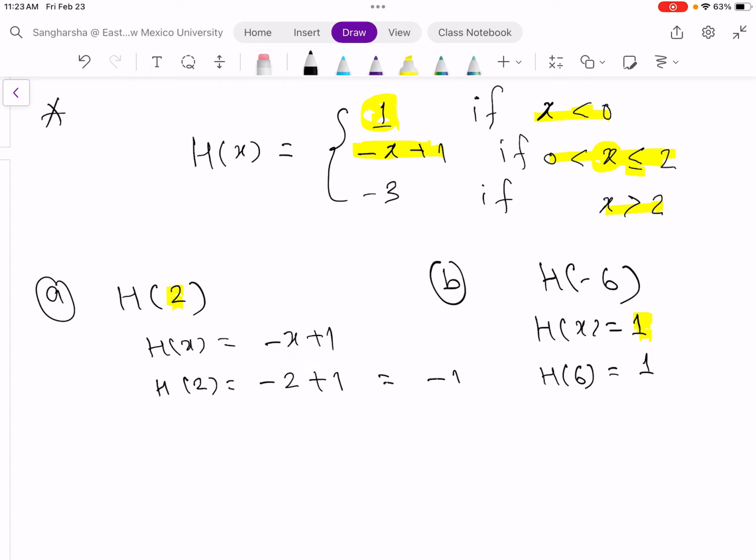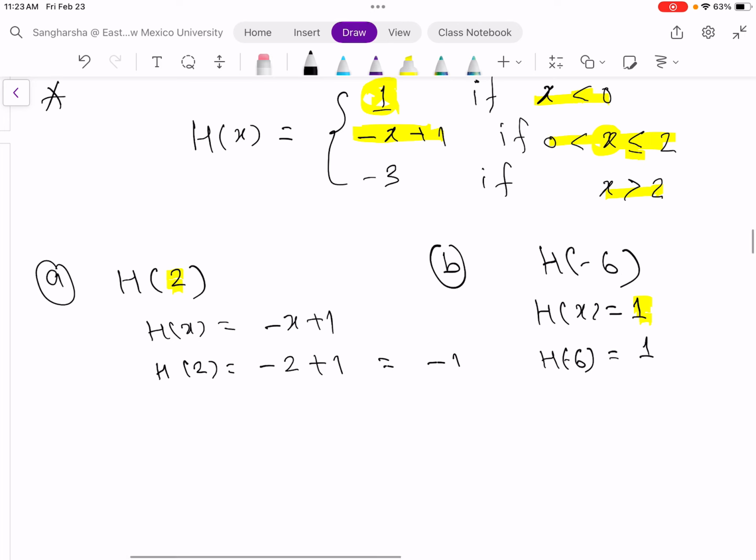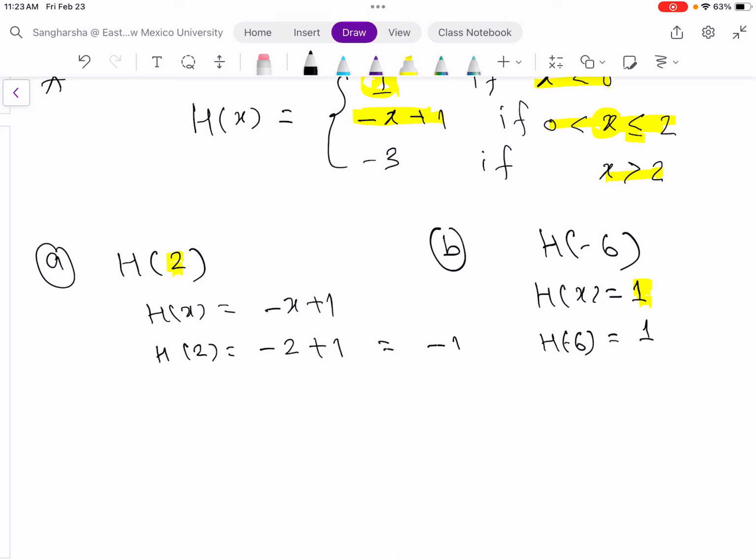So we replace x by negative 6, and on the right side there is no x term, so there is nothing to substitute. So 1 is the output.